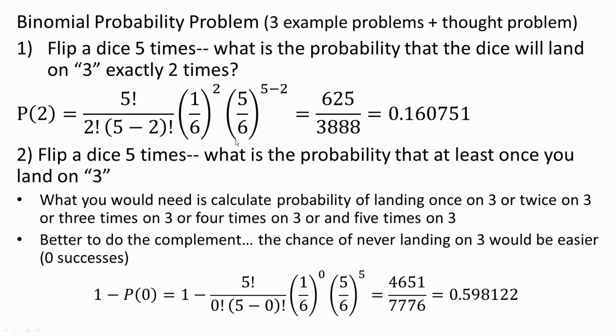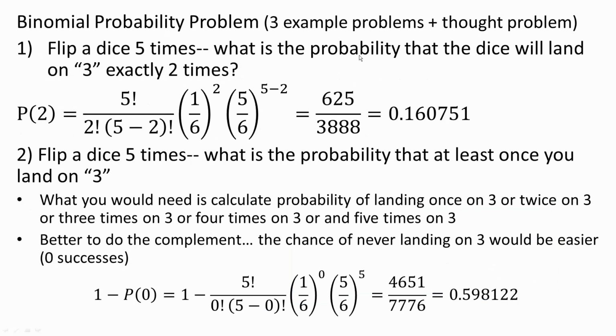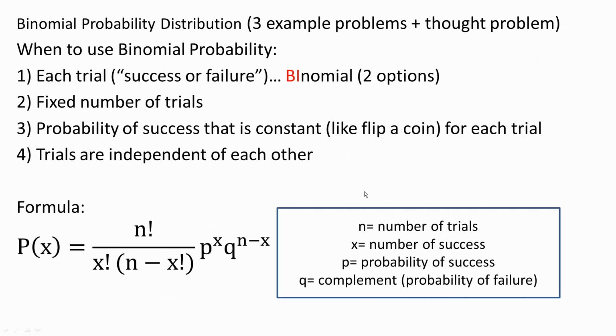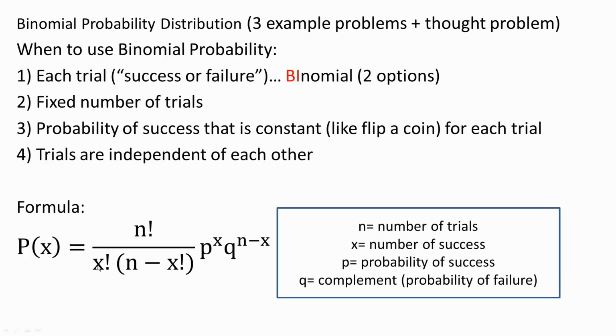So now what we need to do is look at the equation. We said flip a dice 5 times. N is the number of trials, so N is 5. What is the probability that the dice will land on 3 exactly 2 times? X, the number of successes, is exactly 2 times, so we put a 2 for X.